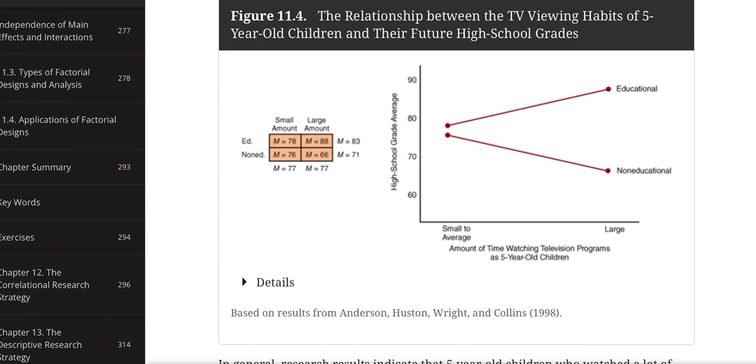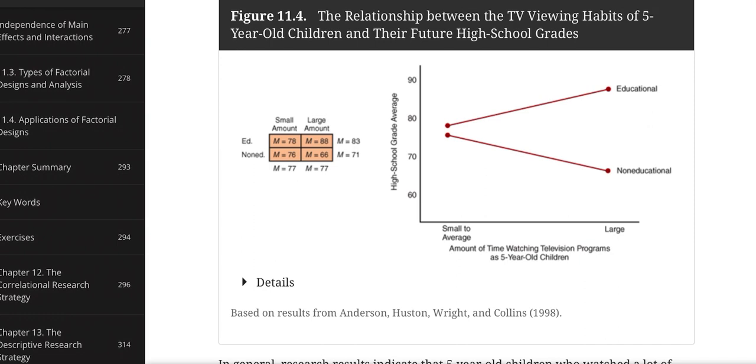Now, let's talk about the other variable, the amount of TV they watched. Well, if you look, the small amount column mean is 77 and the large amount column mean is 77. Well, they're the same. So there was not a main effect for small amount and large amount. So the amount of TV watched seems to not have an effect on their high school GPA as far as how much TV they watched when they were 5.